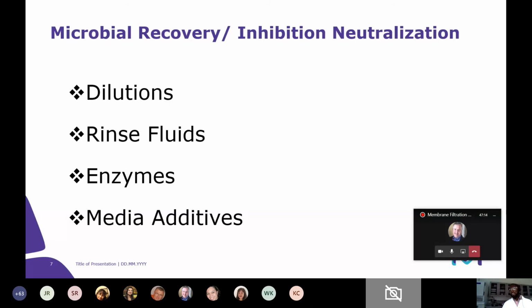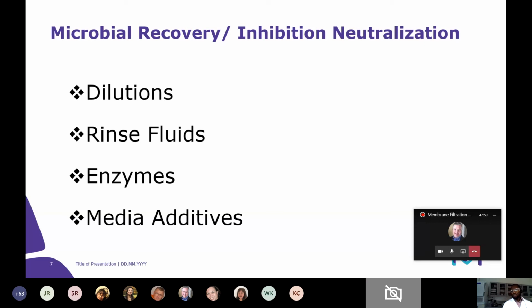So in recovery, what are we trying to do when we filter? We're trying to remove the inhibitory properties. We're trying to neutralize them. We're trying to remove them. Dilutions help. When you dilute the product, obviously, you make it weaker. When it's weaker, it's easier to combine, and it's also easy to remove during rinsing. We talked about the different rinse fluids.